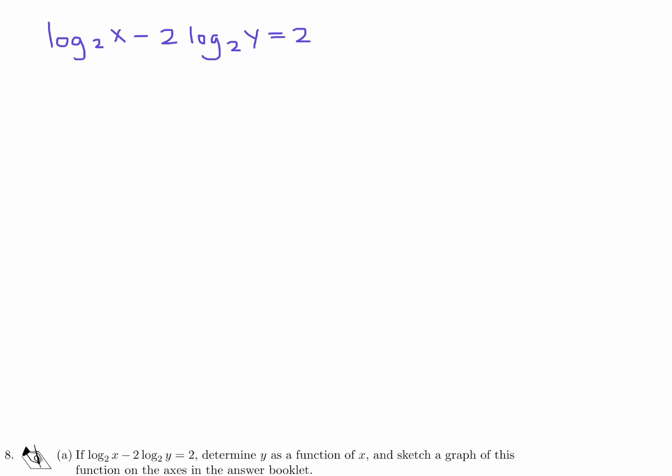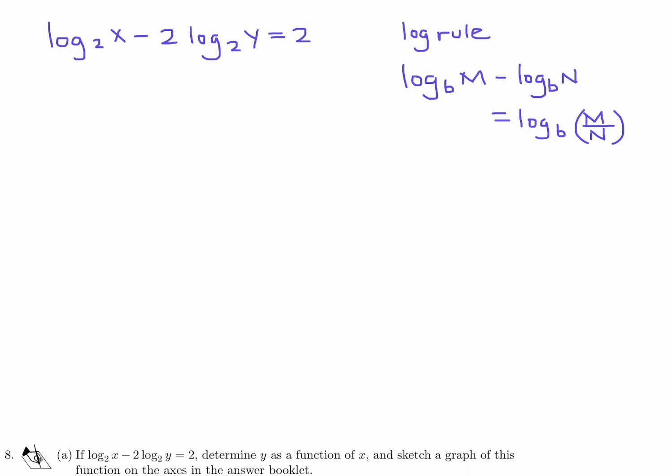Log of x to the base 2 minus 2 times the log of y to the base 2 is equal to 2. Now we are going to use a log rule, one of many log rules: the log of m to the base b minus the log of n to the base b is equal to the log of m over n, all to the base b. Before we can apply that rule, we have to get rid of that 2 in front, and we can do that by bringing it over there and making that y squared. That's one of the log rules. And now we can apply this rule right here.